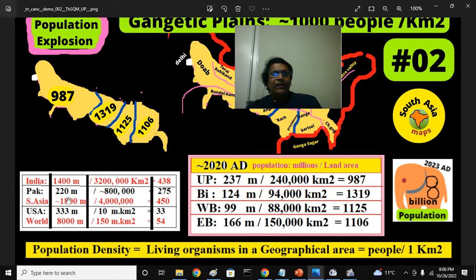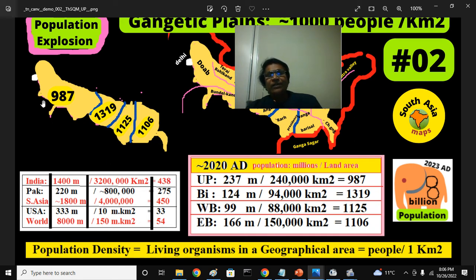If you mix all these together, there will be 1,800 million people in 4 million square kilometers, roughly 450 people per square kilometer. USA has 33. Planet Earth as a whole has 54 people living per square kilometer.